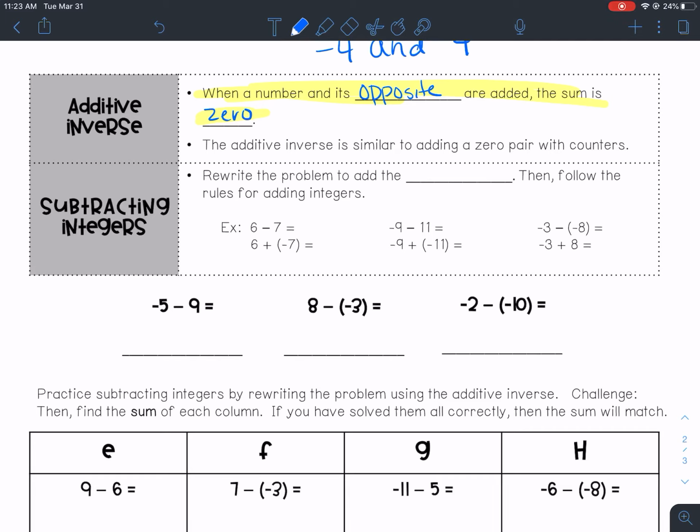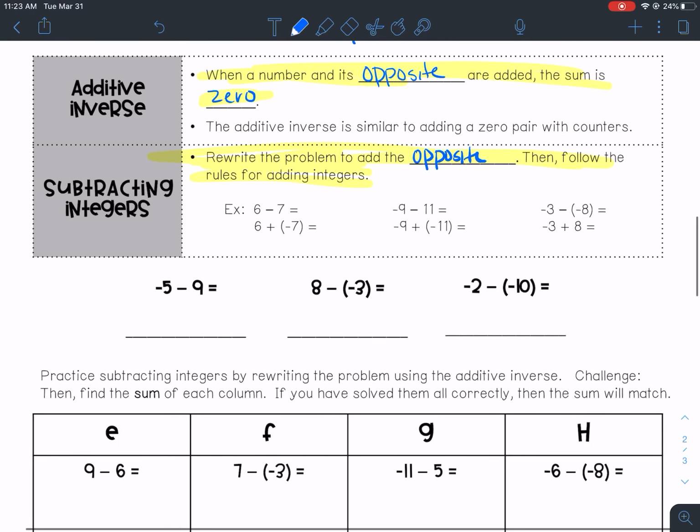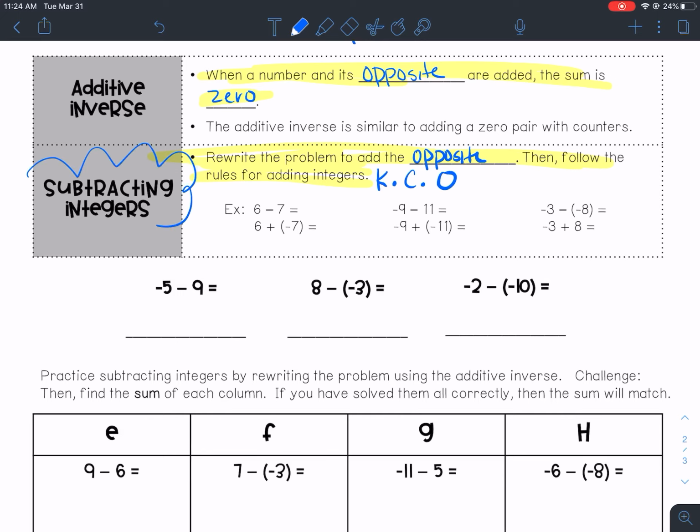So the rule for subtracting is you're going to rewrite the problem and add the opposite. So then you follow the rules for adding integers. Okay, write that down. I have it highlighted, so if it is highlighted, you should write it. Now, that sounds super complicated, but the way I taught you was KCO. So when you are subtracting, you do KCO and then follow the rules for adding.